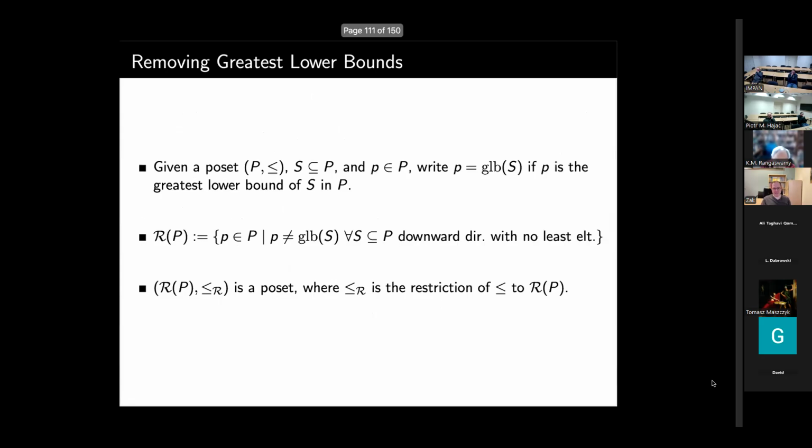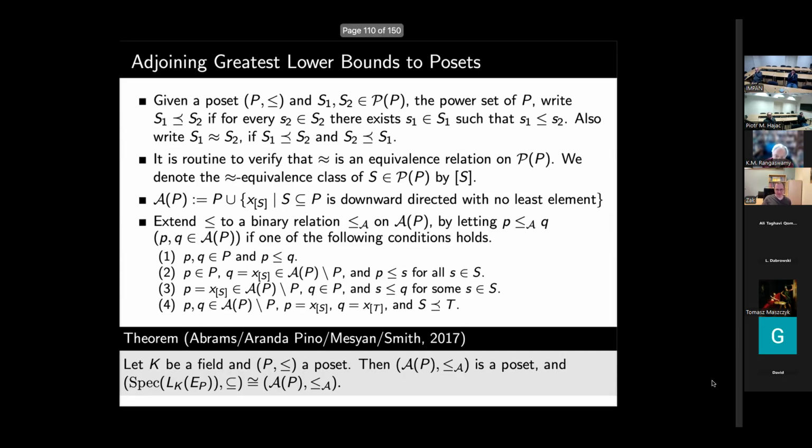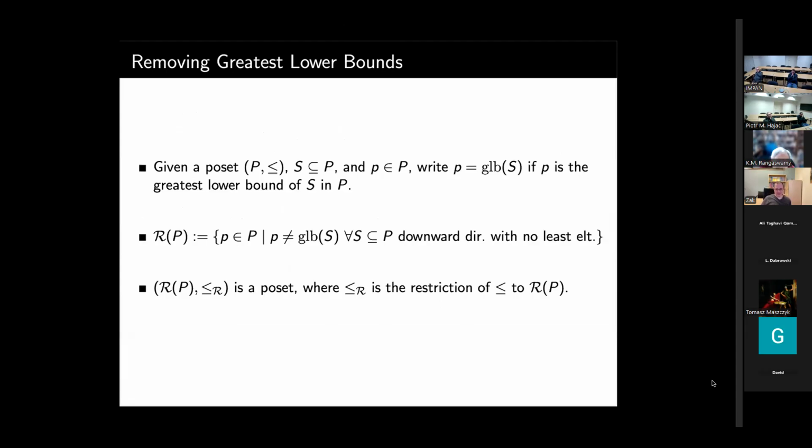Okay, so we created this operation on partially ordered sets that adjoins greatest lower bounds. And you can imagine its inverse, which removes those things. So let's call that R. Take a partially ordered set, R of P. We'll just extract all the points that are not greatest lower bounds for downward directed subsets with no least elements. This thing is a partially ordered set. That's pretty easy to see.